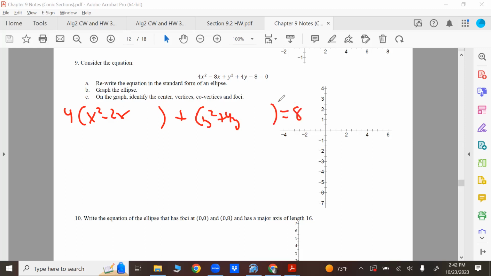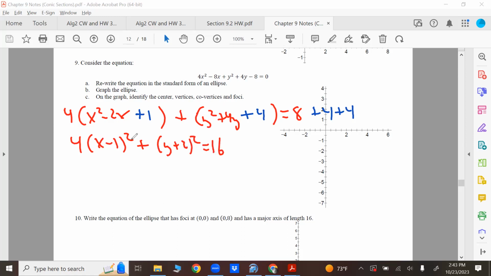So what am I going to add inside each set of parentheses? The first set, what do I add? Oh, 1, but you have to put plus 4. Second set, what do I add? So put a plus 4. So you should get 4(x minus 1) squared plus (y plus 2) squared equals 16. Divide everything by 16, you get that.